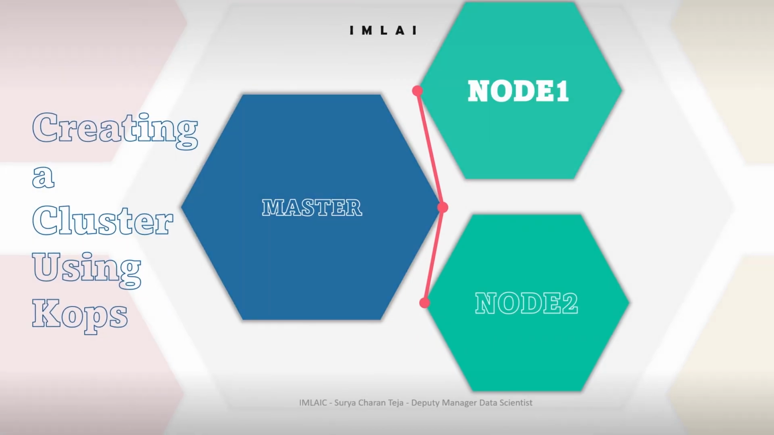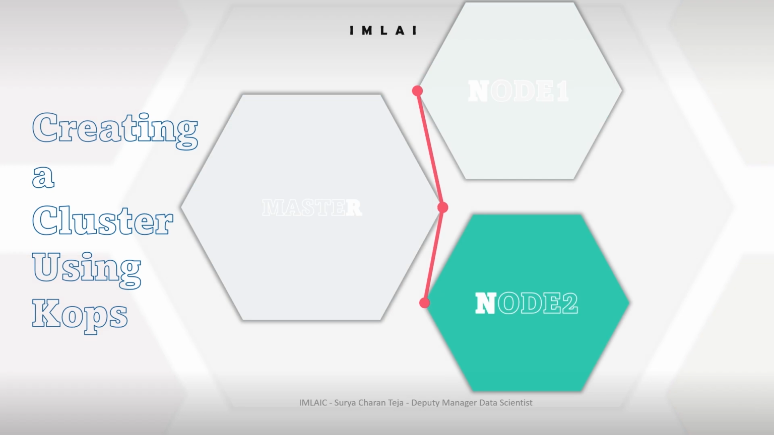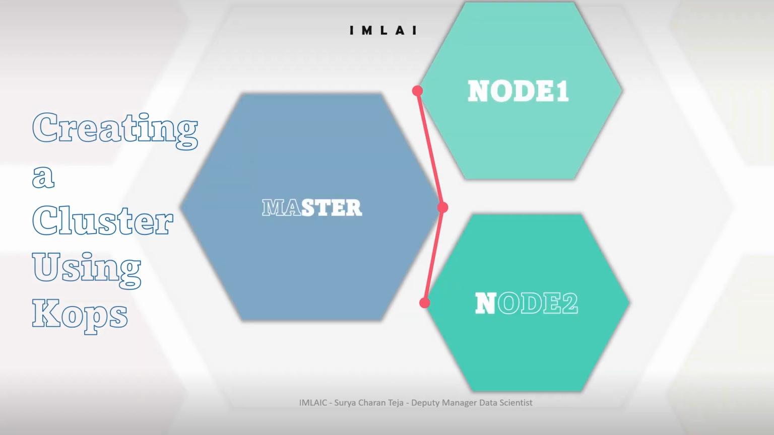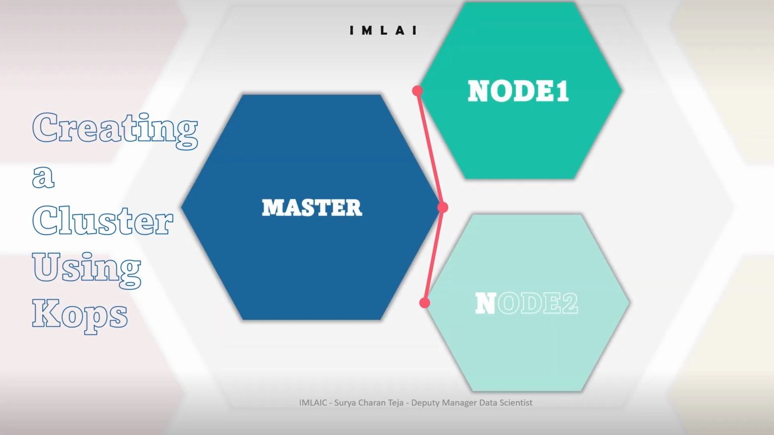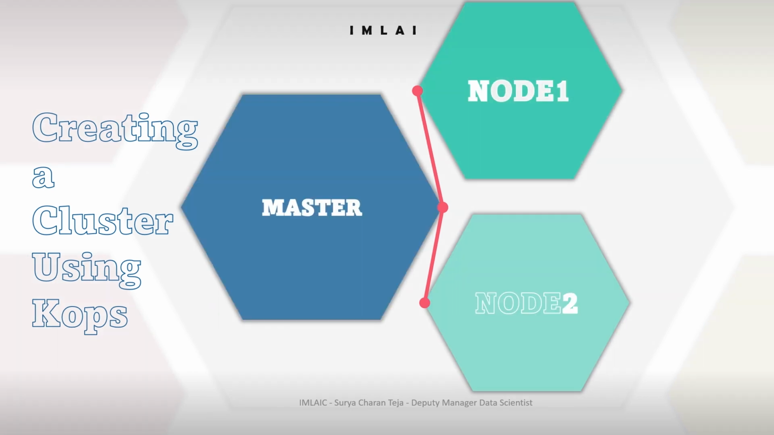Now it's time to get our hands dirty. To do all the experimentation on various Kubernetes objects, we require a Kubernetes cluster. So that's what we are going to do here. We are going to create a Kubernetes cluster using kops and Amazon Web Services.